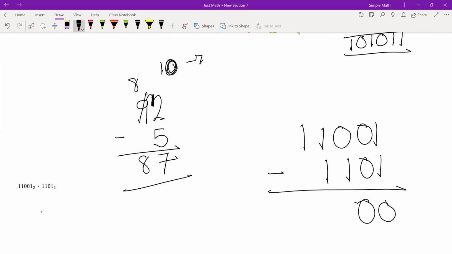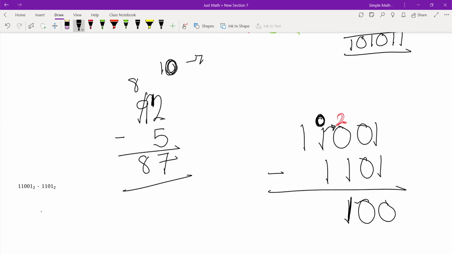Since we're dealing with base 2, what we're going to borrow from this one is actually 2. Let me write that in red. Because 0, obviously, you can't subtract 1 from 0, so you have to borrow from the next number. And because we're in base 2, we're going to borrow 2. What is 2 minus 1? 2 minus 1 is 1. Now, because we borrowed from this one, we're left with 0.